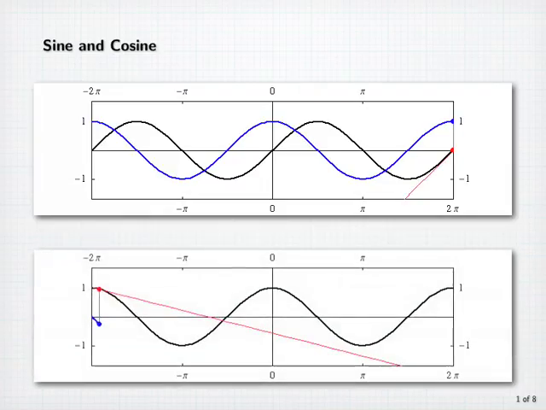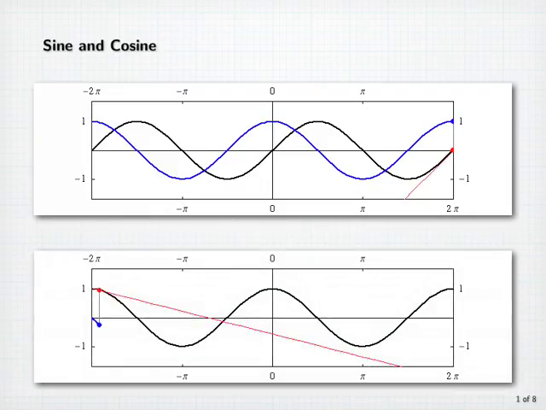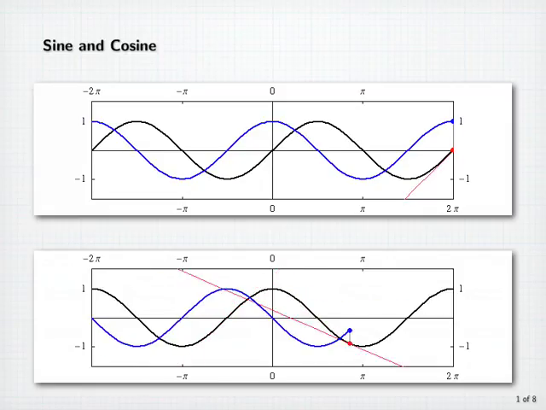Now let's do the same thing with the cosine function. The blue graph will be the graph of the slope of y equals cosine x. Here the graph of the slope looks just like the graph of minus sine x. So these two plots suggest that the derivative of sine x is cosine x, and that the derivative of cosine x is minus sine x.